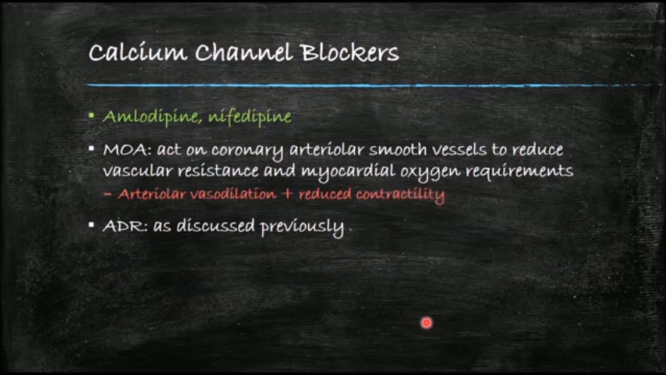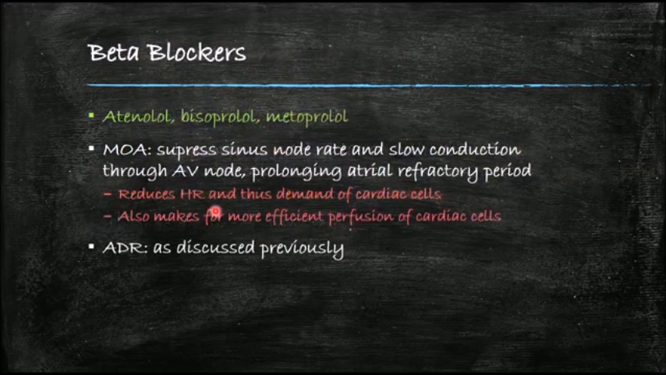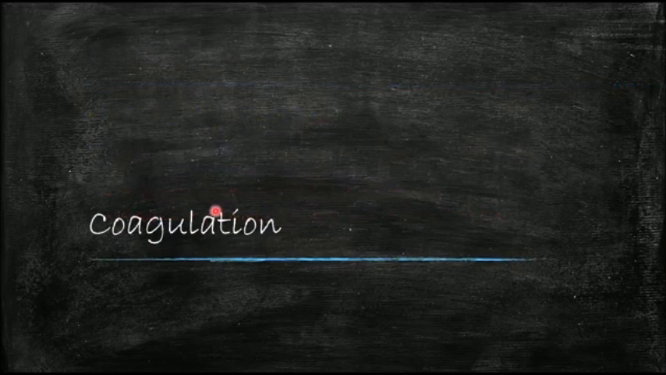So calcium channel blockers we've already talked about, and they give you vasodilation, just like the GTN, and they reduce the contractility of the heart. So they both reduce your demand and increase your supply. Beta blockers reduce the demand of the heart, so the heart is physically unable to beat harder because of how the beta blockers work. Therefore, the supply becomes sufficient for the heart. And we've already discussed the ADRs.